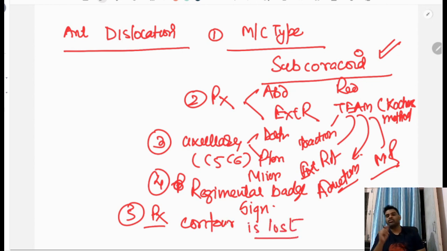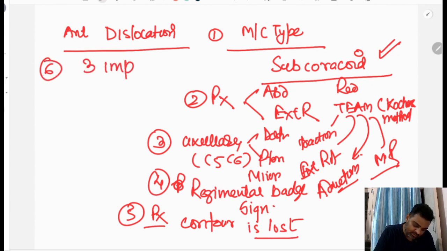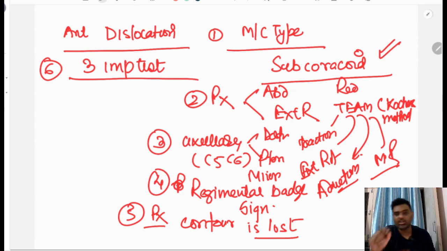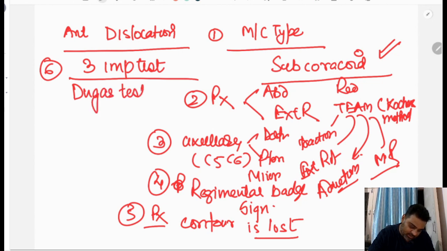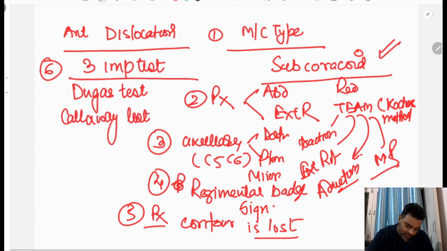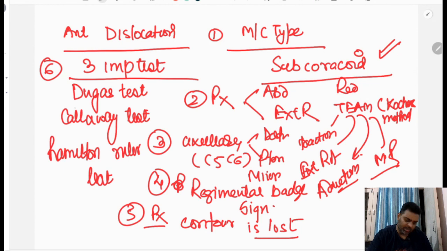This contour loss helps you to differentiate anterior dislocation from posterior dislocation of the shoulder, because in posterior dislocation, contour is present. Sixth point, there are three important tests. Right now, I'm just writing the name of the tests. I will explain them after some time. Dugas test, then Callaway test, and then the third test is the Hamilton ruler test.